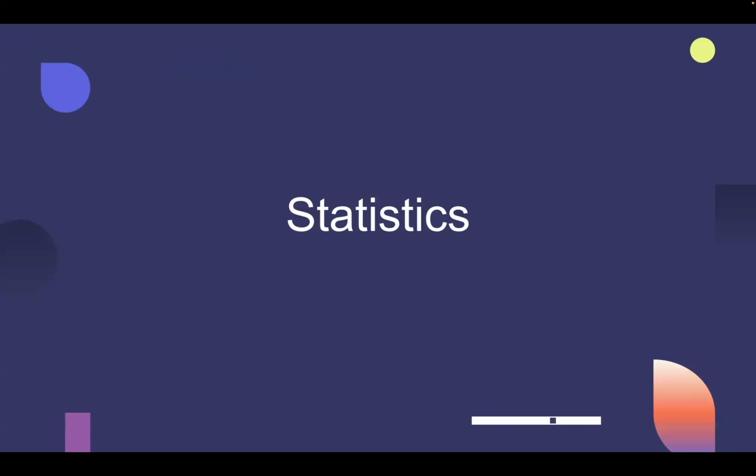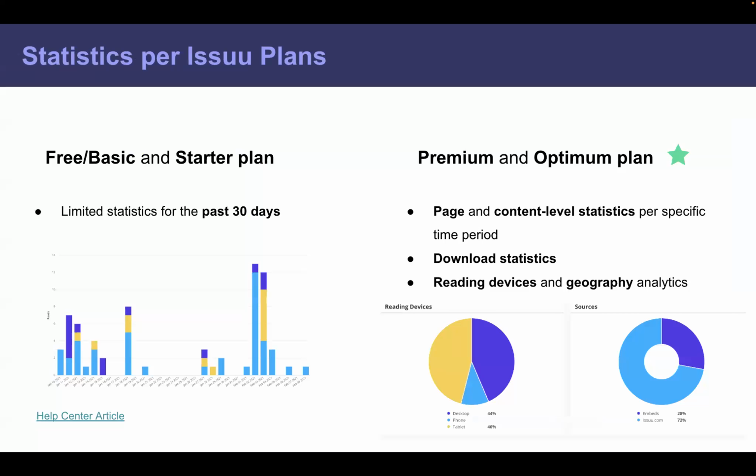Let me also tell you a bit more about statistics. So statistics is a feature available on all plans, but on free, basic and starter, you only have access to the past 30 days. On premium and optimum, you have full-time access. You can see how your pages are performing. You can see how all the links are performing, how many times they have been clicked. You can also download the statistics as a CSV file, and you can see the reading devices that your readers are using.